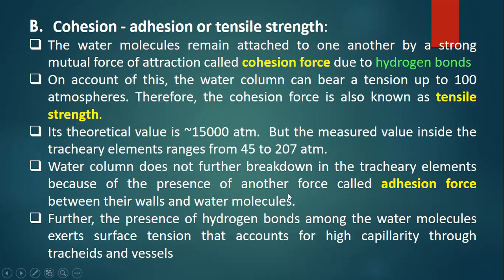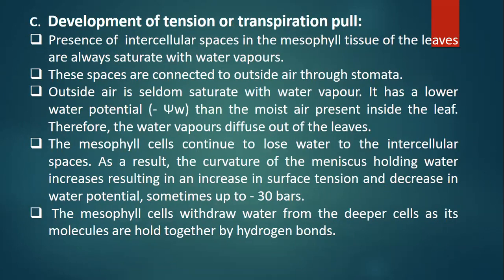Further, the presence of hydrogen bonds among the water molecules exerts surface tension that accounts for high capillarity through tracheids and vessels. Coming to the last character of the cohesion tension theory or transpiration pull theory, that is the development of tension or transpiration pull. The intercellular spaces in the mesophyll tissue of the leaves are always saturated with water vapors. These spaces are connected to outside air through the stomata.